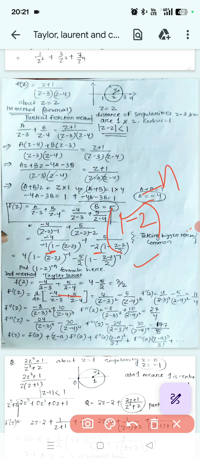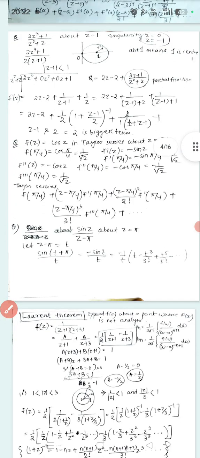Then f dash z and f dash 2, then f double dash z and f double dash 2, and the triple derivative of f of z, and put 2 in place of z. Then apply the answers to the formula of Taylor series, that is f of a plus z minus a into first derivative of f of a, plus z minus a whole square by 2 factorial into double derivative of f of a, plus triple derivative of f of a into z minus a whole cube by 3 factorial.